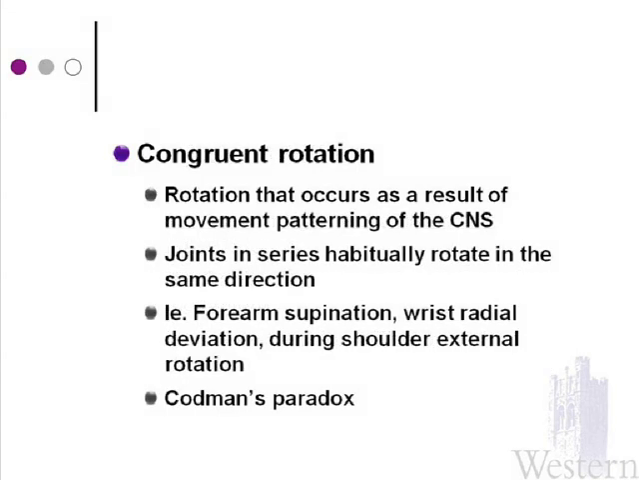Congruent rotations are the final type, and there is definite overlap in this definition with that of adjunct rotation. If adjunct rotations occur for ease of movement, then congruent rotations occur due to habitual central patterning. Central pattern generators are found in the spinal cords of animals and possibly humans, which influence congruent rotation to a certain extent, such as the external rotation of the leg during the swing phase of gait. A simple example that you can try is external rotation of your shoulder. Try it first with your forearm supinated and your wrist radially deviated.